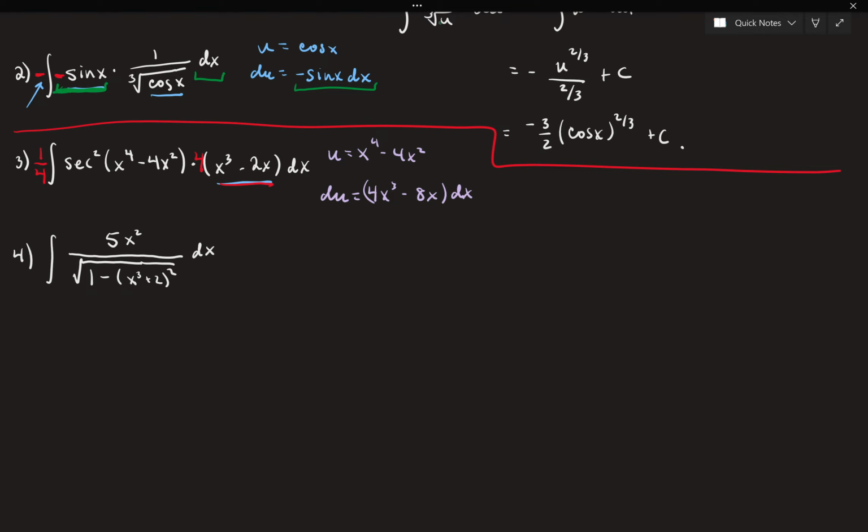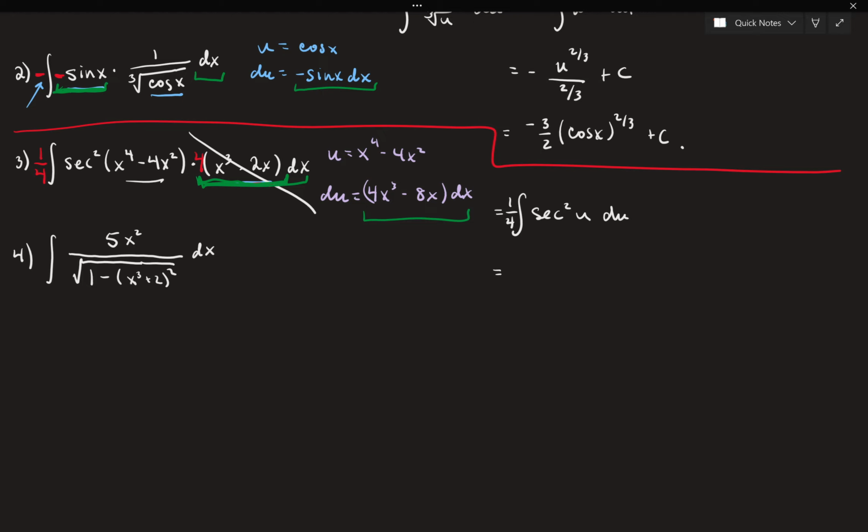So now I've got 4x cubed minus 8x dx. That is du. So I will just change that into an integral. I've got a quarter out front. Can't forget it. Secant squared. What's inside secant squared? That's u. And then this whole thing I get rid of, and it becomes du.